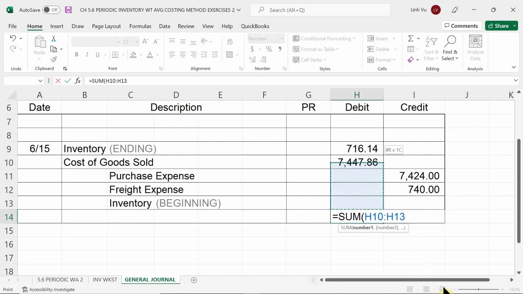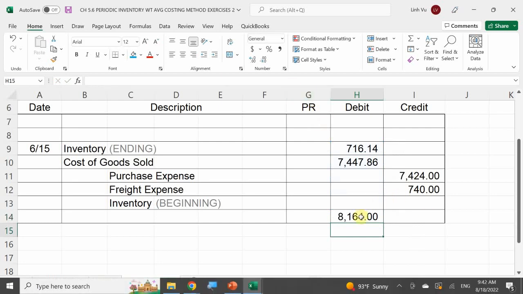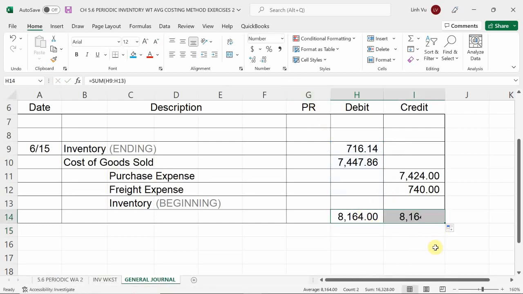So let's go ahead and do my little equal sum to ensure that my total debits equal my total credits. So in this case, I get a total of $8,164 on the left, $8,164 on the right.